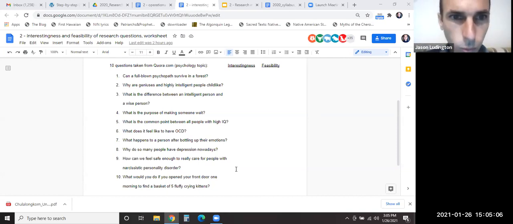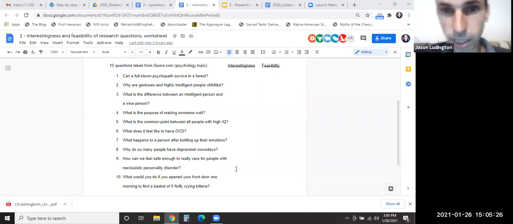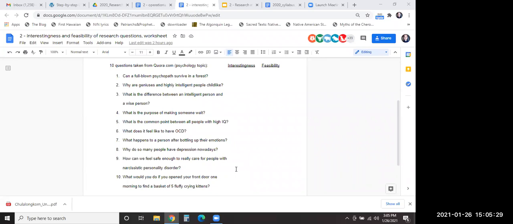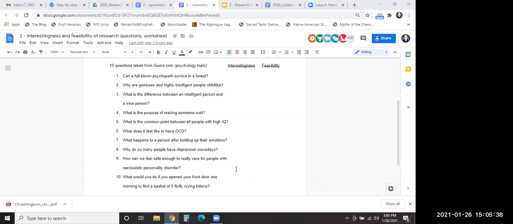Number 2, why are geniuses and highly intelligent people childlike? How interesting is that? It's like a 3 for me, but at the same time, I felt like number 2 was more of an opinion rather than a solid fact. Good point. Because what does it mean, childlike? They haven't really operationalized it well. Excellent critique. All right, so maybe a 3 on interestingness.